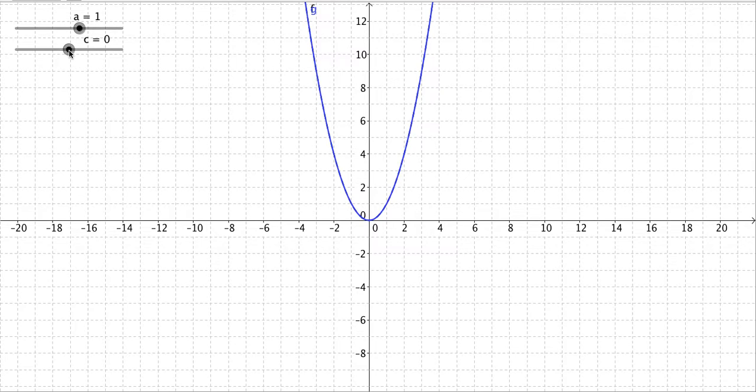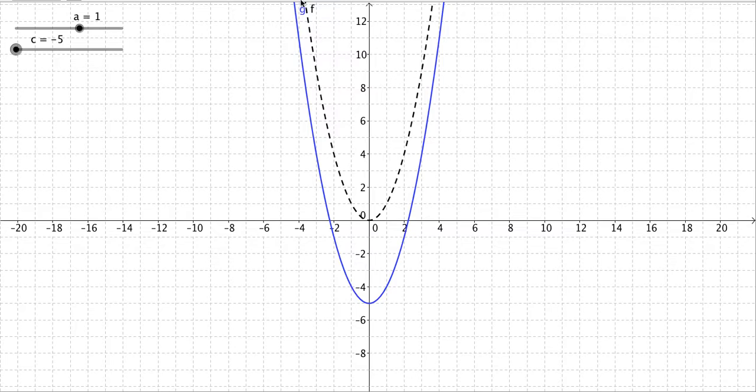So let's go ahead and put this back to 1. And now I want to look at c. So I want you to think about what is going to happen when I change the value of c. So right now I'm going to move c up to get bigger. Think about what is happening to the graph and what happens when I move it down.